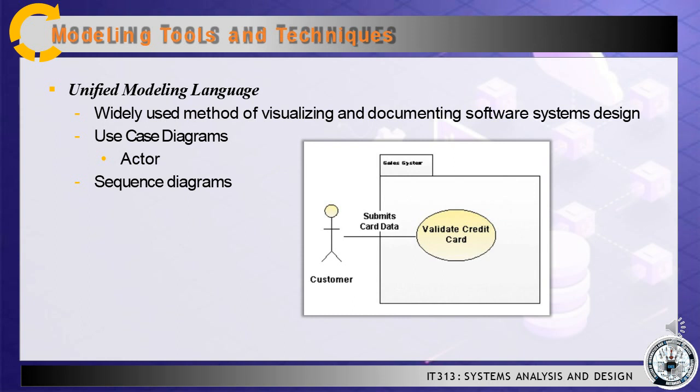The figure shows a simple use case diagram of a sales system where the actor is a customer and the use case involves a credit card validation that is performed by the system. A sequence diagram shows the timing of interaction between objects as they occur. A system analyst might use a sequence diagram to show all possible outcomes or focus on a single scenario.